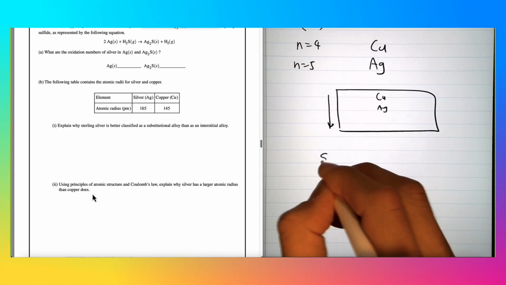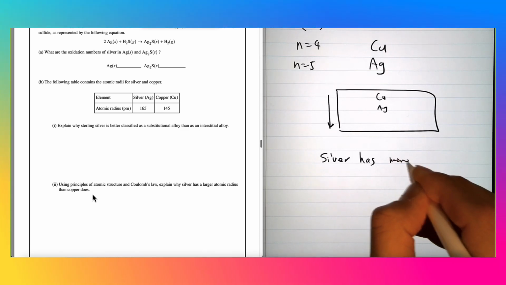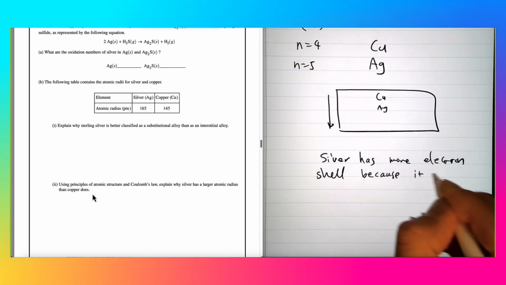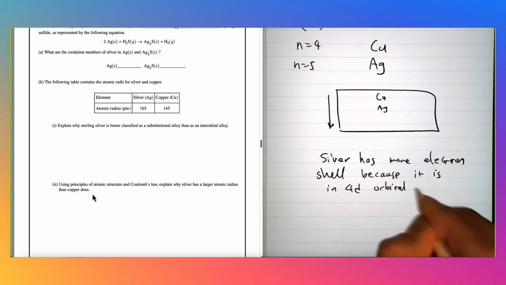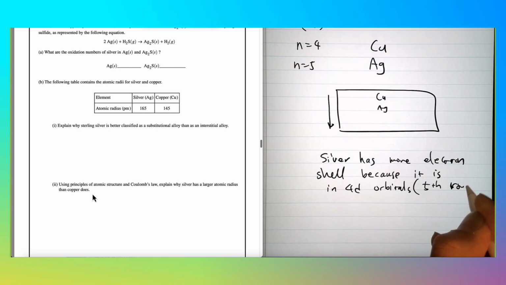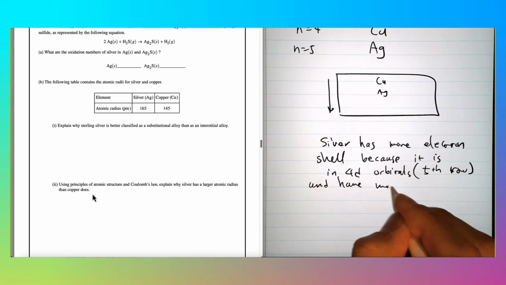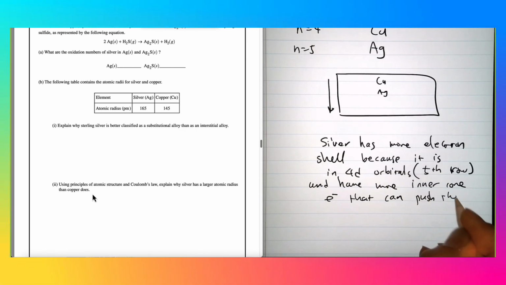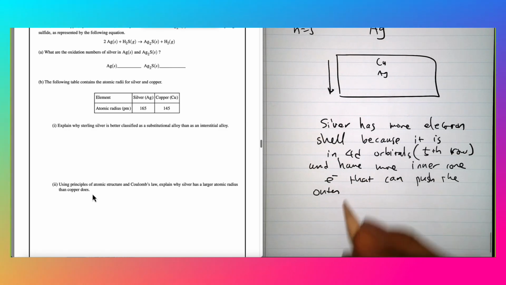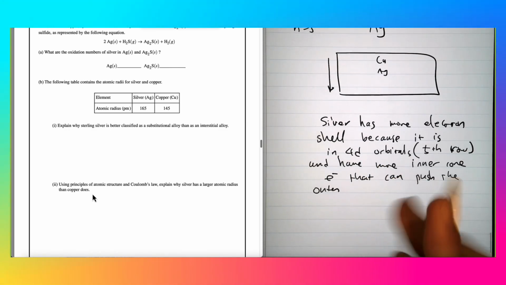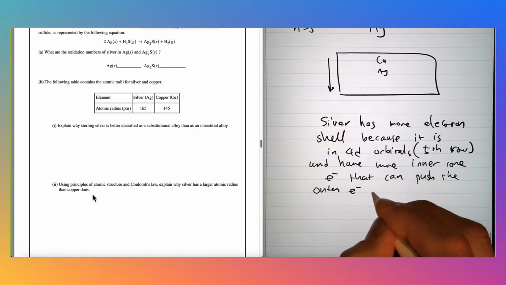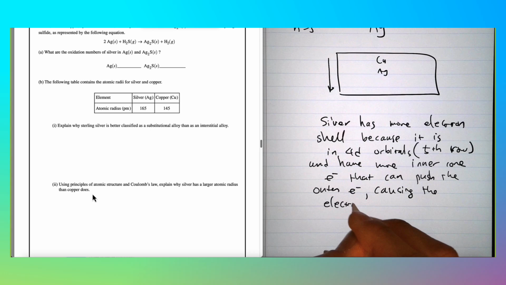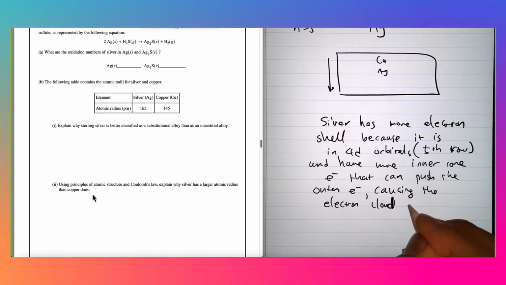So I would just say that silver has more electron shells because it is in 4d orbitals, 5th row, and has more inner core electrons that can push, or interfere with the attraction between, the outer electron and the inner nucleus, but we'll just say push the outer electron, causing the atomic cloud or electron cloud to be far away.